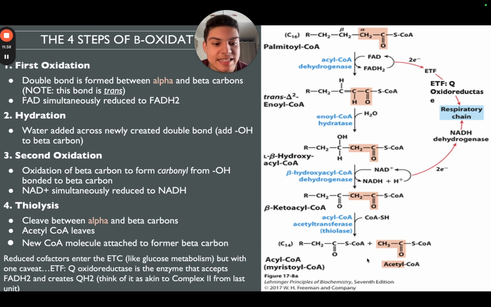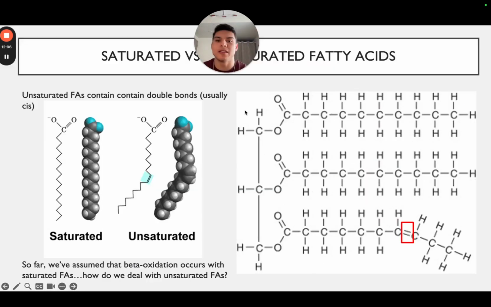But I just want to emphasize that each time you undergo this loop, you're going to end up generating your acetyl-CoA, 1 NADH, and 1 FADH2, every single time you go through this loop.